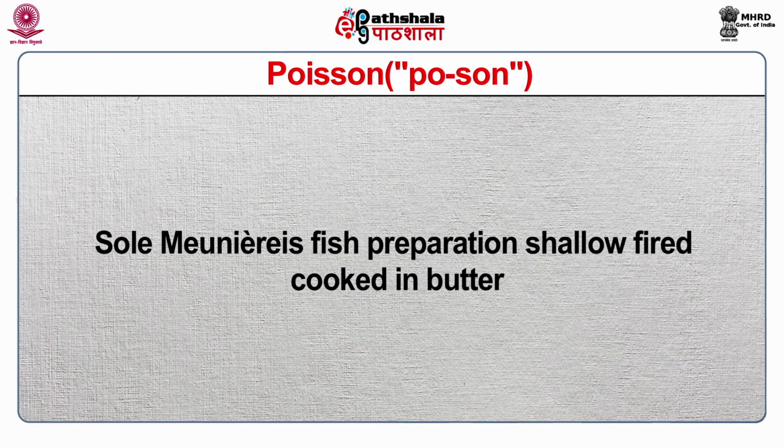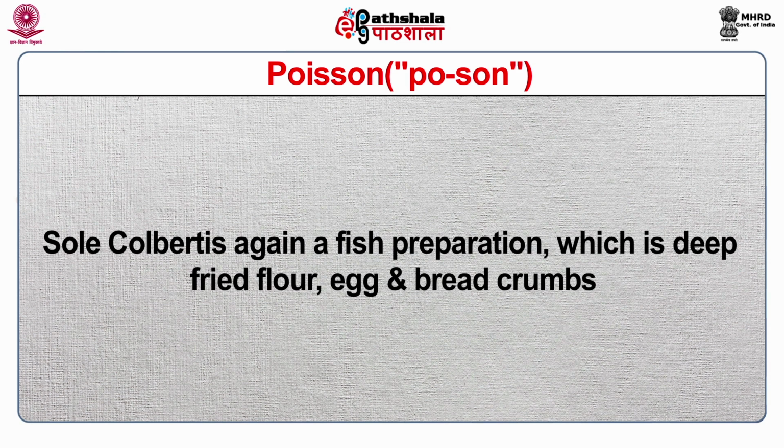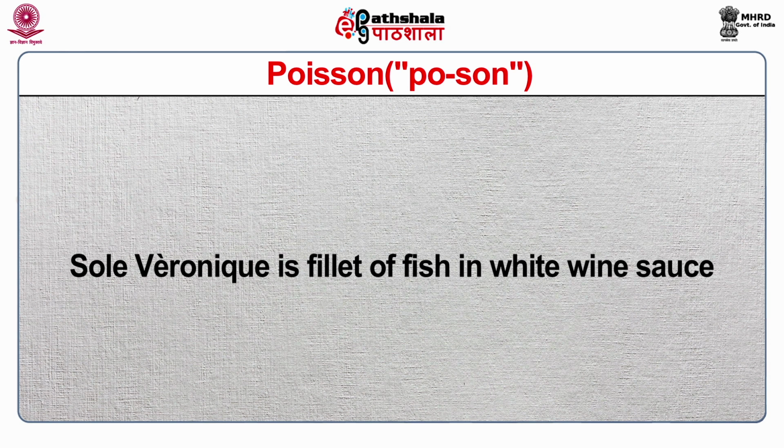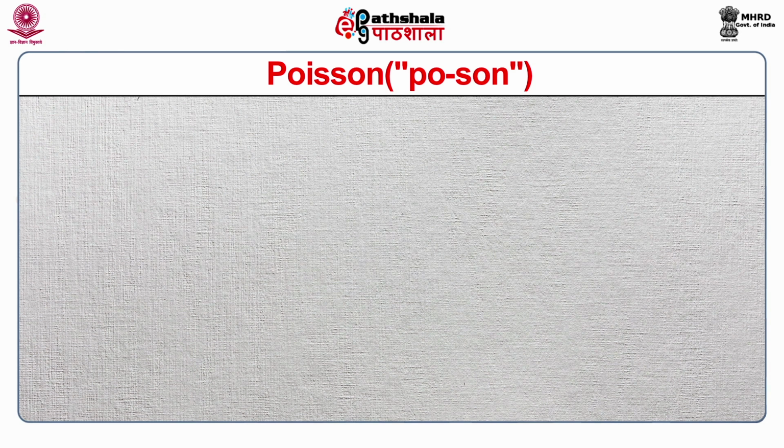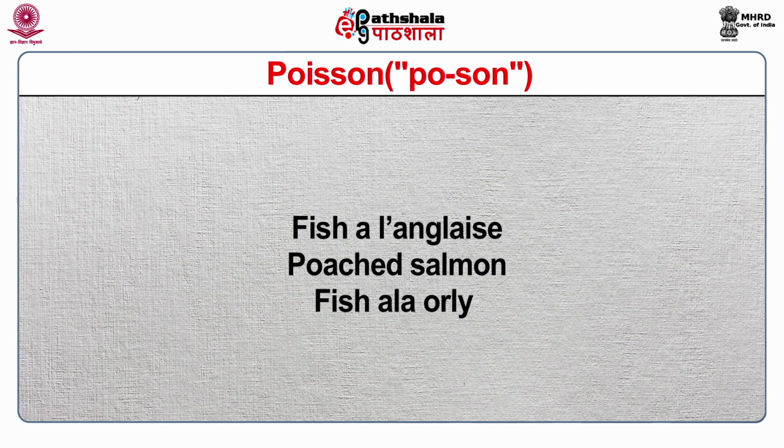The examples are sole meunière, a fish preparation shallow fried, cooked in butter. Sole colbert is again a fish preparation which is deep fried in flour, egg and breadcrumbs. Vinaigre is a fillet of fish in white wine sauce. In Homard Neuburg, lobster is served with a thick sauce of fish stock. Fish à la anglaise, poached salmon, and fish à la orle are the other examples of this course.